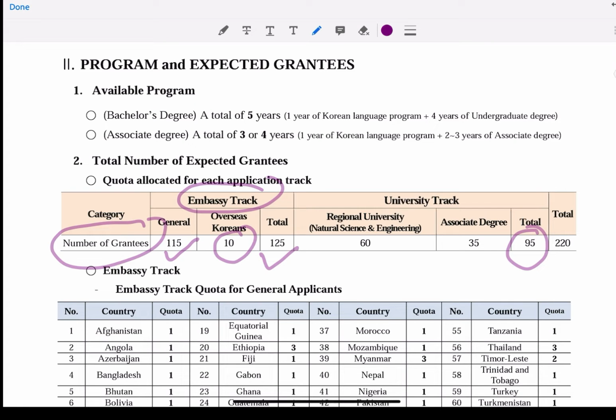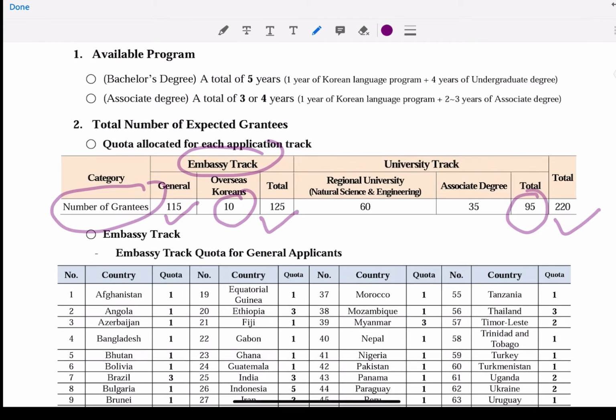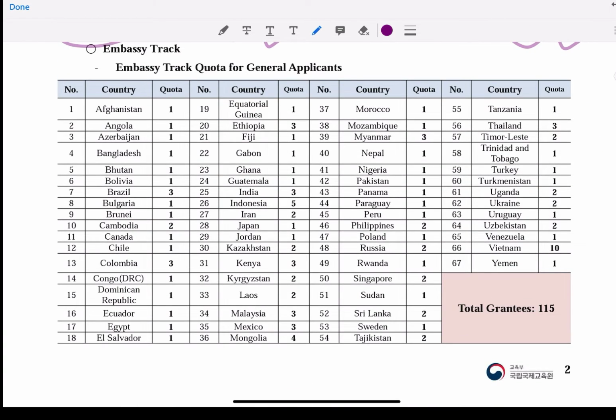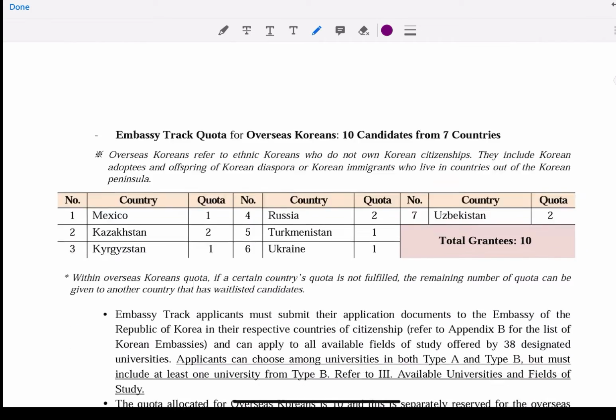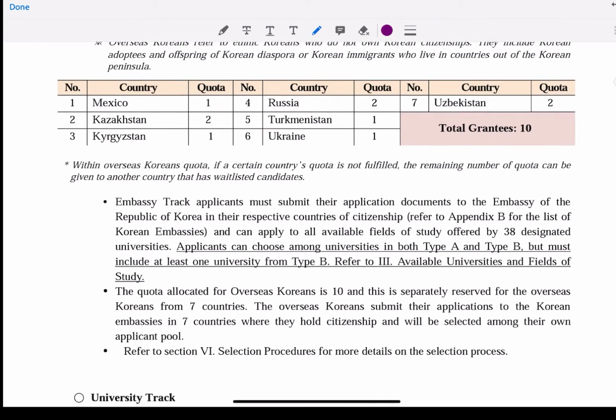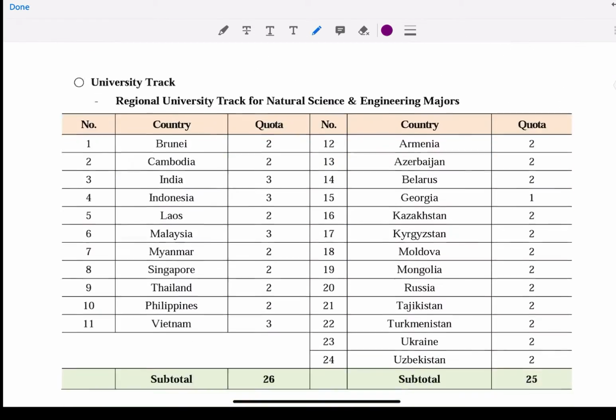There is also a list of all the countries participating in the Korean government scholarship program, so you can check whether your country is on the list or not. These are the lists of countries that take part in each track, so you can check if your country is there and then apply.